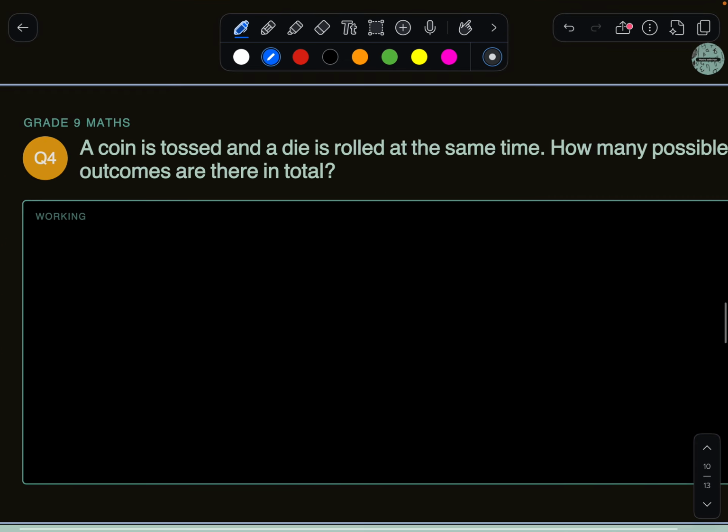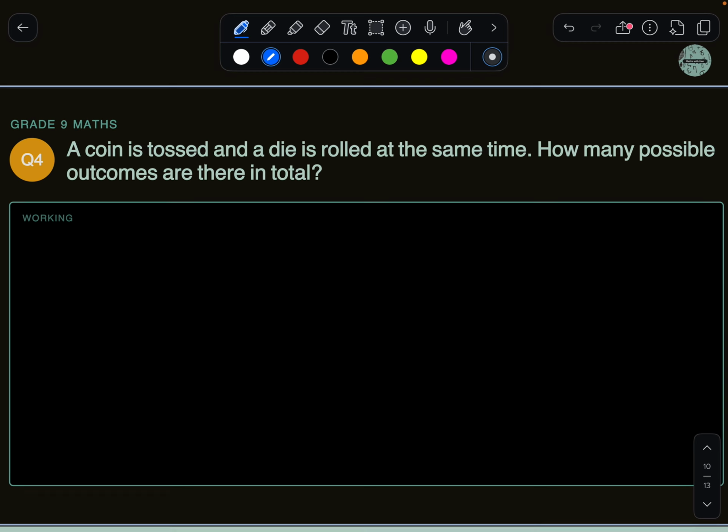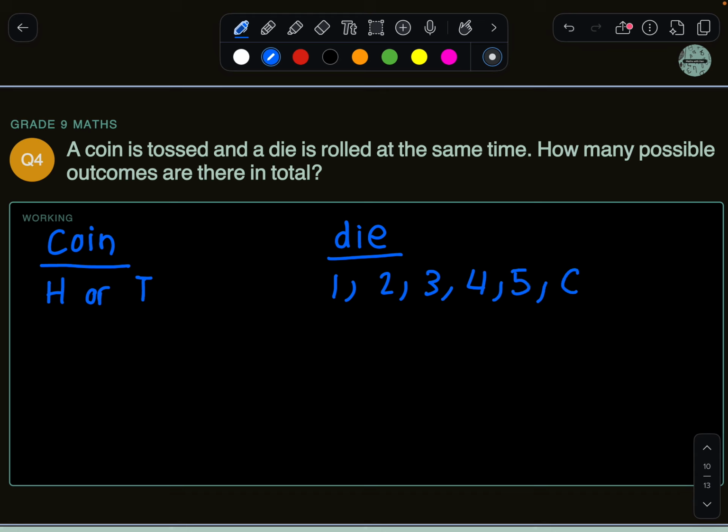As an example of a question in this section, a coin is tossed and a die is rolled at the same time. How many possible outcomes are there in total? Okay, so let's look at the outcomes for a coin. So a coin, we could get heads or we could get tails. A die, we could get a 1, a 2, a 3, 4, a 5, or a 6. How many possible outcomes are there in total?